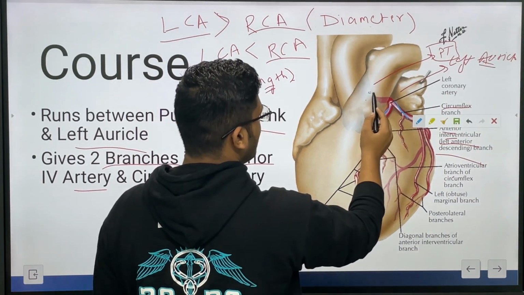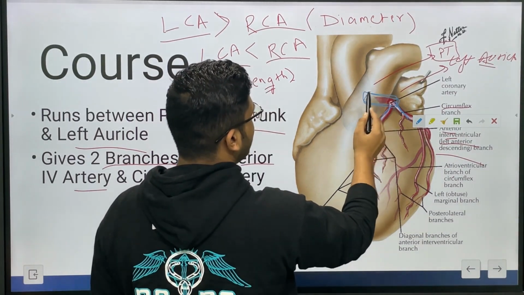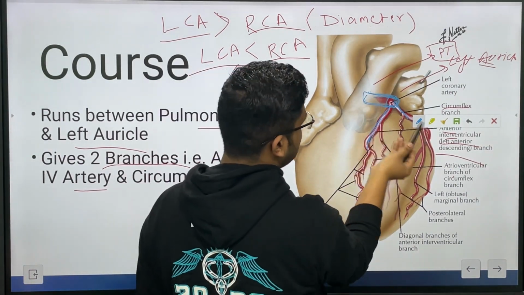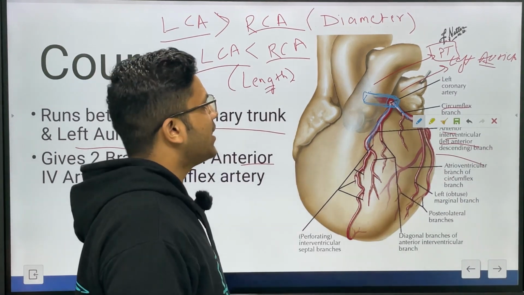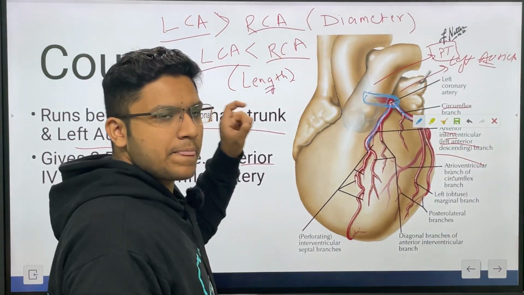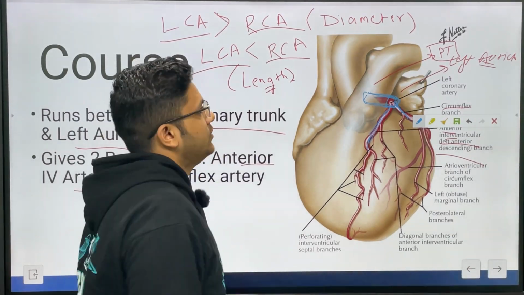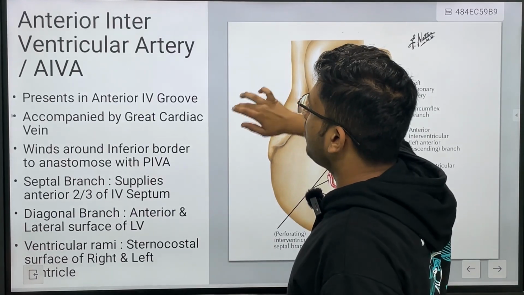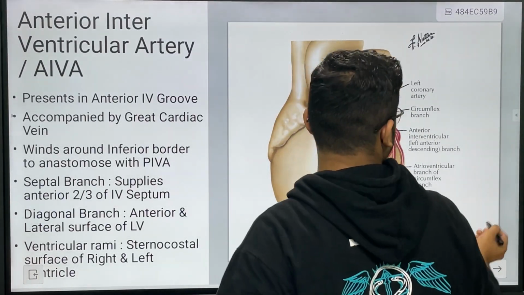So what I am trying to say is that the left coronary artery is just this one, this is small, because it is branching into terminal branches, so it is shorter than the right coronary artery, but it is greater in diameter than the right coronary artery. Let's move to the next slide. It's about the anterior interventricular artery.